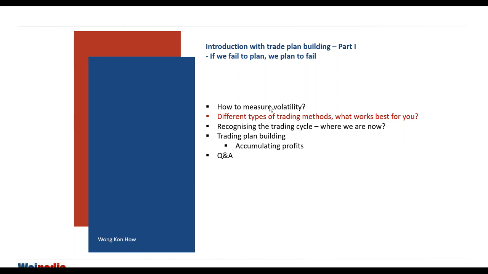Now, I say here, different types of trading methods, which one works best for you? Let me just introduce you to a matrix in a short while. This matrix is over the last two and a half decades on the market. I kind of coined this matrix to help my friends, my audience, my followers understand what trading is all about. What is my fit? Should I trade intraday? Should I trade position trading? So what is my fit? Later on, I'll help you to discover that.